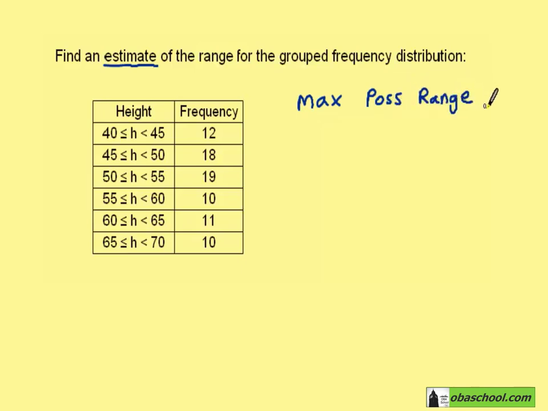We take the highest possible value, which is 70, and subtract from it the lowest possible value, which is 40. So our estimate of the range is 70 take away 40, which is 30.